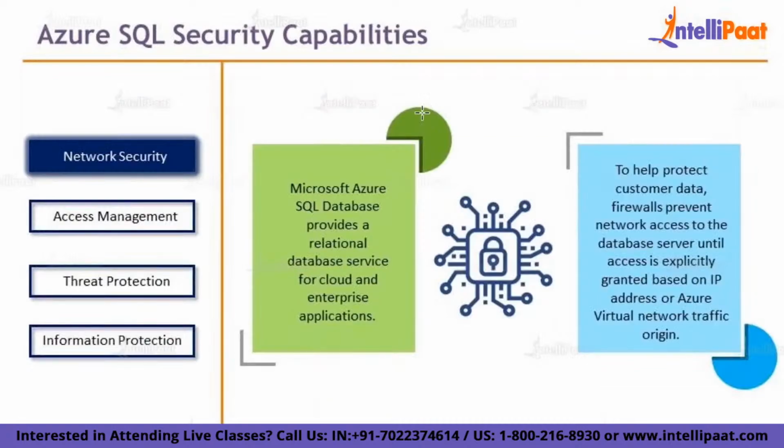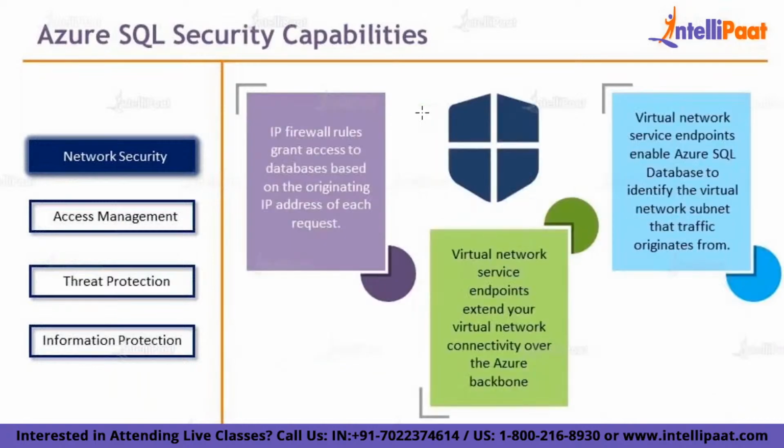Network security. Let's talk about this in a little more detail. Microsoft Azure SQL Database provides a relational database service for cloud enterprise applications. To help protect customer data, firewalls prevent network access to the database server until access is explicitly granted based on the IP address or Azure VPN. We talked about this. Sorry, this is part of the network security. IP firewall rules grant access to databases based on the originating IP address of each request. So when I gave my IP address, only after that did Microsoft enable us to connect to the Azure SQL.